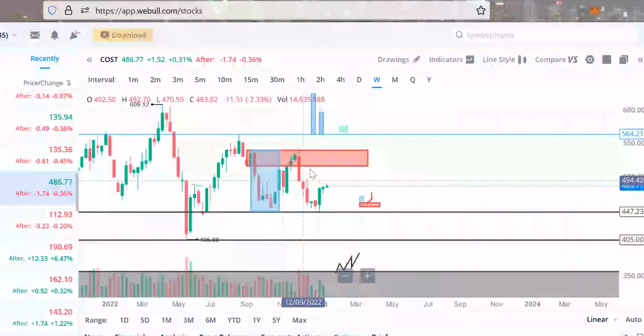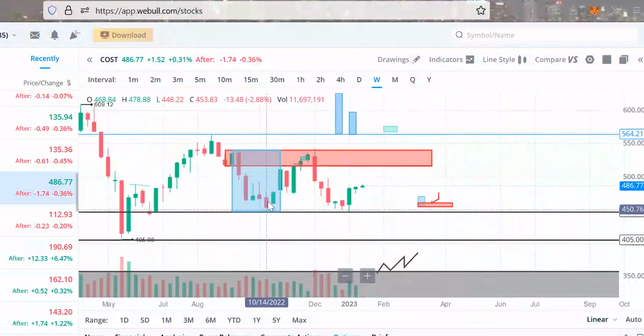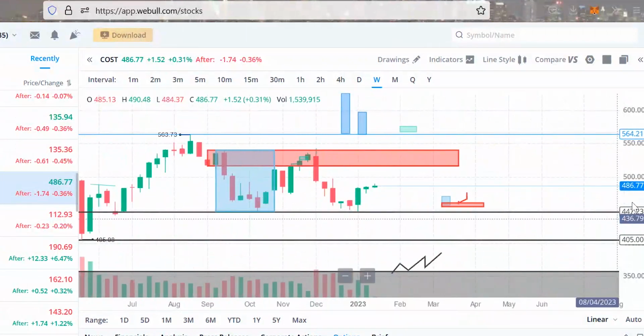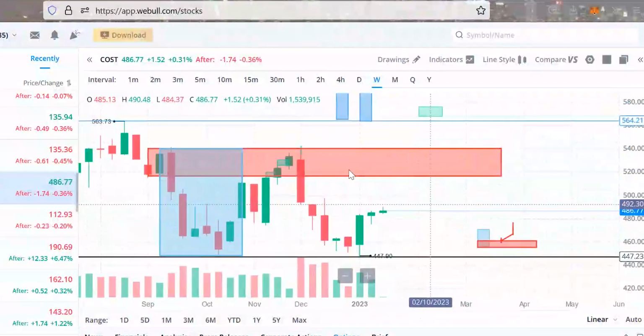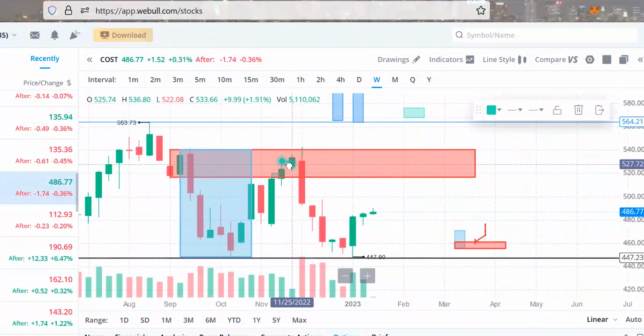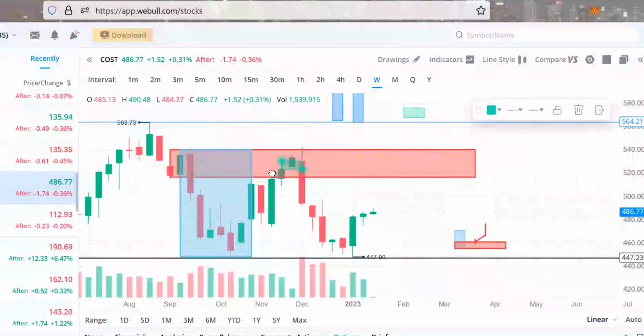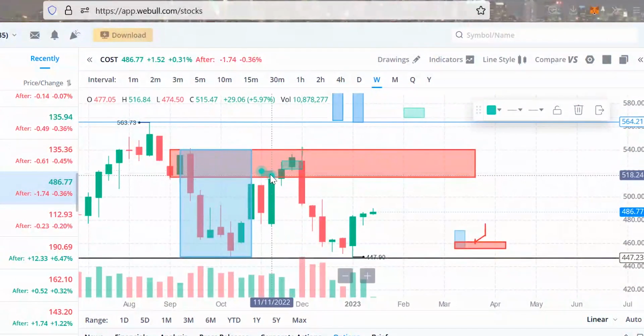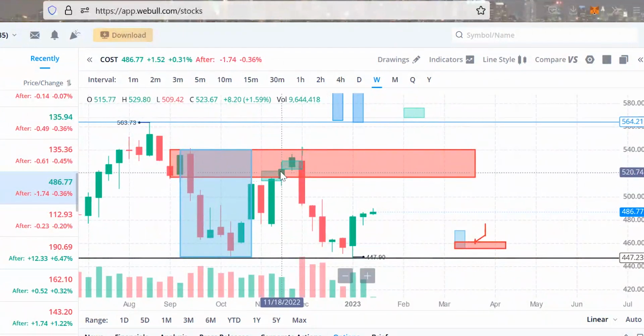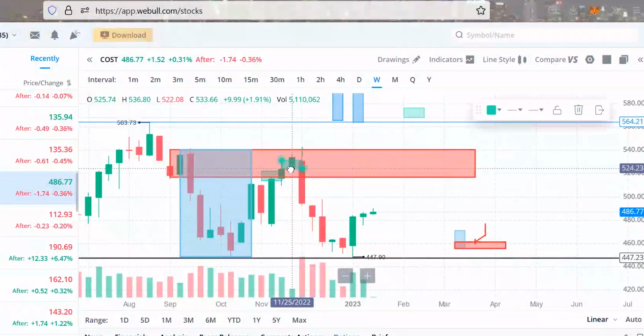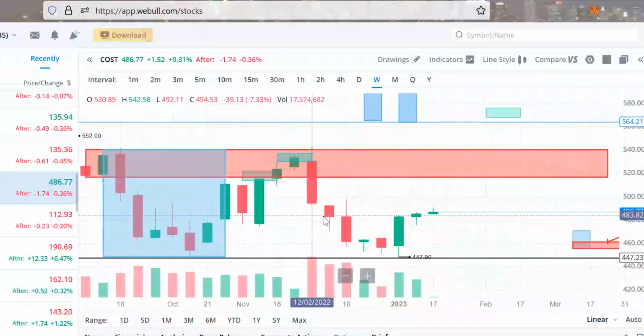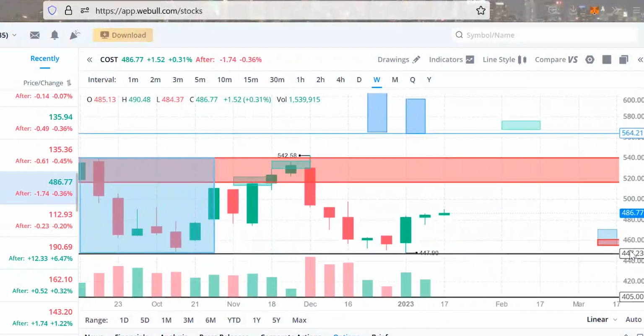Once I found it, I found my S&D, and all I had to do was literally wait for price to come up to my zone. And once price came up to my zone, now I'm looking to confirm it around this area, right? This was one area, this was a touch right here.